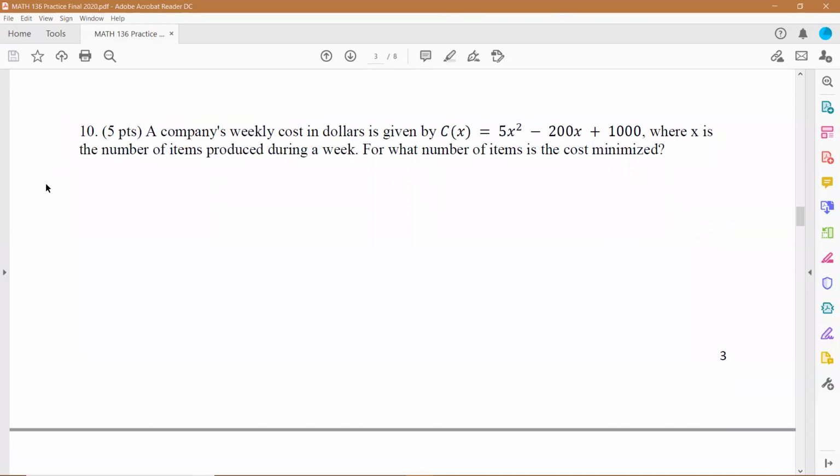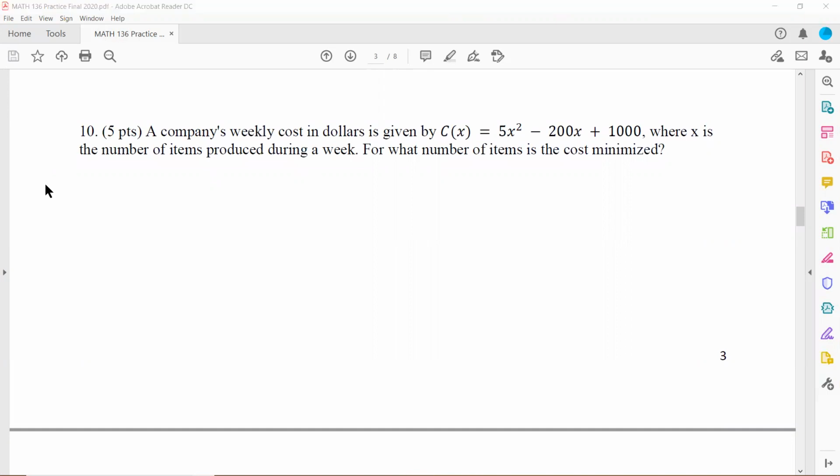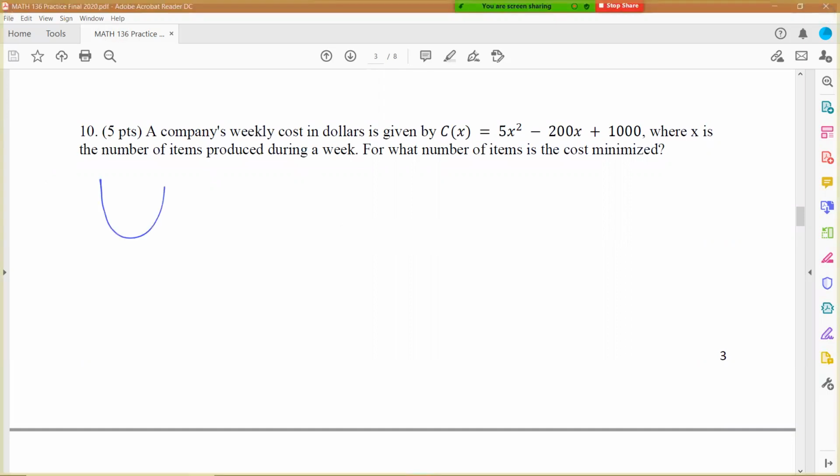All right, question number 10. The company's weekly cost in dollars is given by this equation where X is the number of items produced during the week. For what number of items is the cost minimized. Remember, we have this parabola.